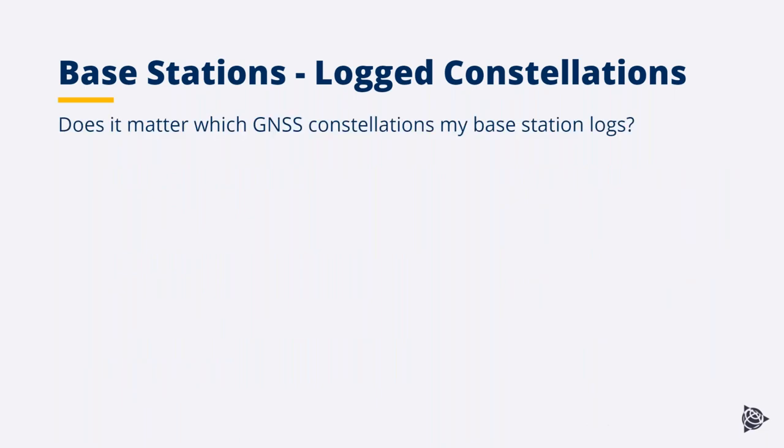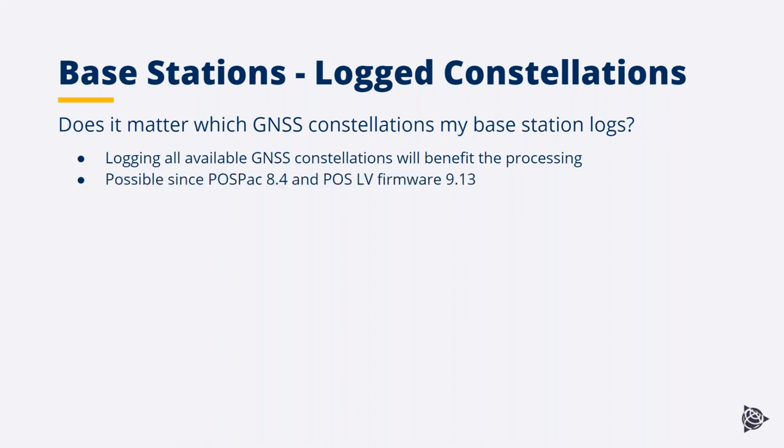Next thing: does it matter which GNSS satellite constellations my base station logs? Yes, it does. Logging all available GNSS constellations will benefit the processing, as we will have more and more satellites available in the sky. Now we have GPS, GLONASS, Galileo, BeiDou. And we have been able to use all the constellations since POSPac 8.4, which was released, I think, in 2019, and since POS LV firmware 9.13, roughly from the same time. So if your base station is logging Galileo and BeiDou, we can use those in POSPac as well.